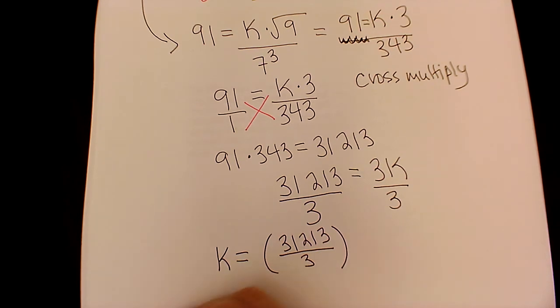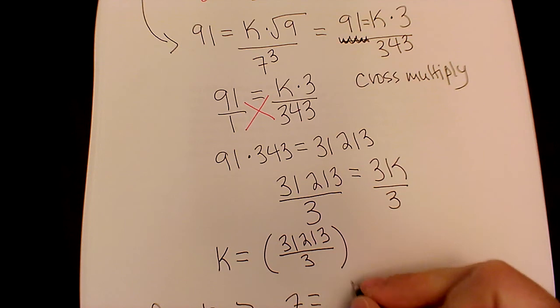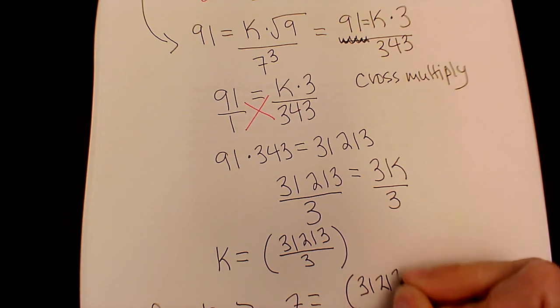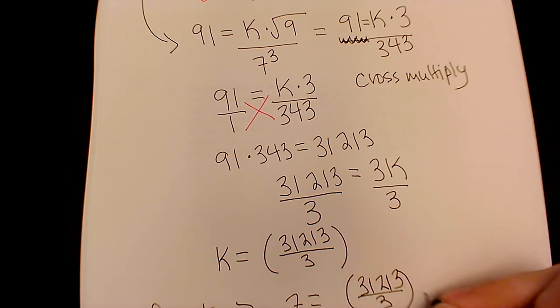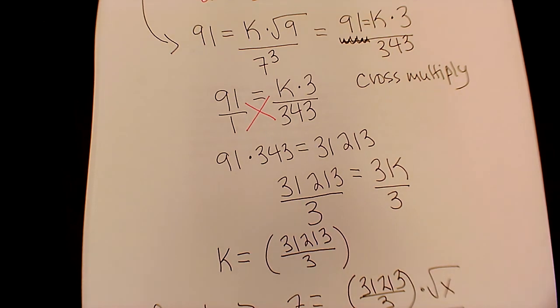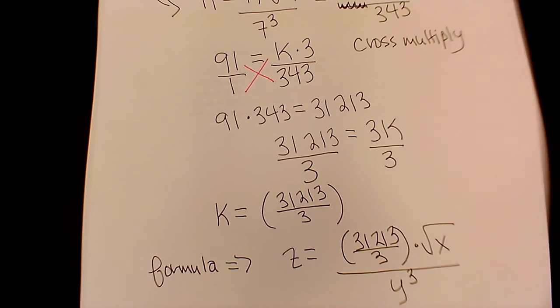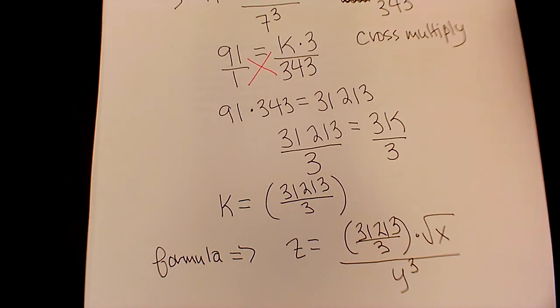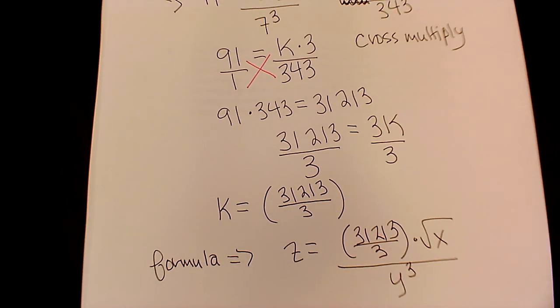So here's my formula that I'm going to use to finish this. Z equals, oh, this is going to be ugly. But we have our calculator, so it shouldn't be too bad. So here's the formula. I'm leaving this as a fraction. That's just my k. Here's my square root of x, and here's my y cubed, and here's my z.